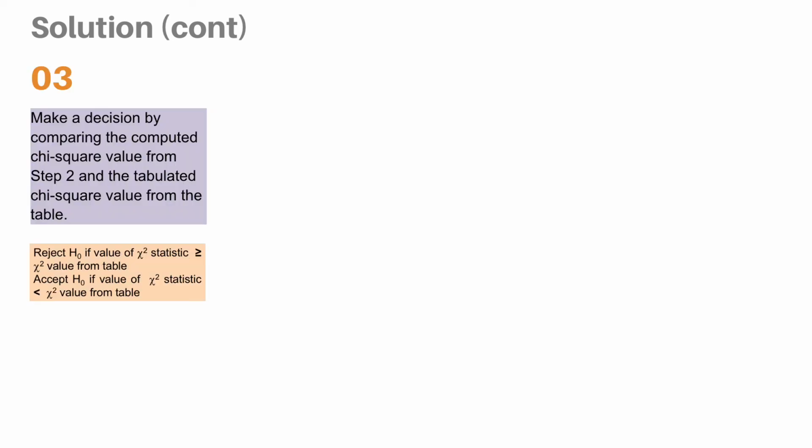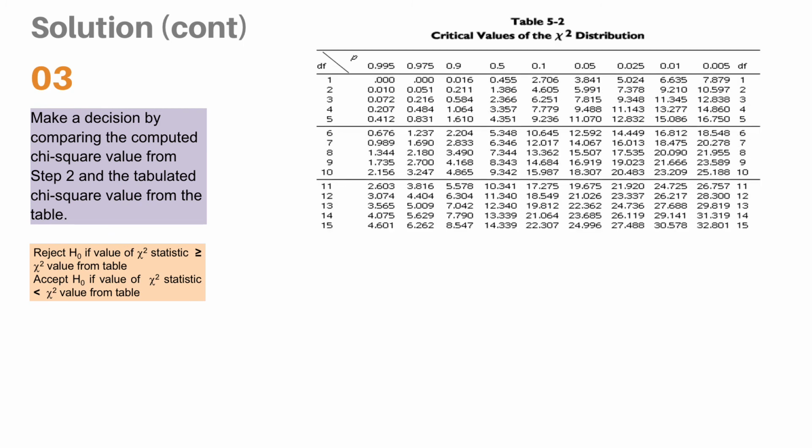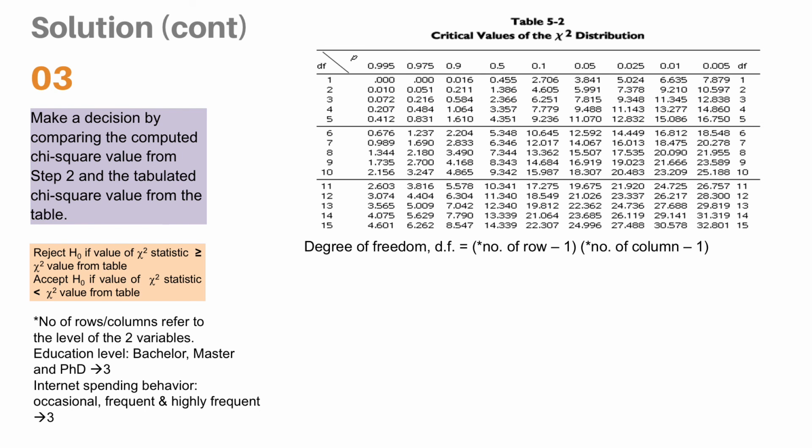In the third step, we have to make a decision by comparing the computed chi-square value from step 2 and the tabulated chi-square value from the table. This is the chi-square table. The degree of freedom is given as the multiplication of number of rows minus 1 and the number of columns minus 1. Since there are 3 levels of each of the categorical variables in this problem, the degree of freedom is given as 2 times 2, that is equal to 4.